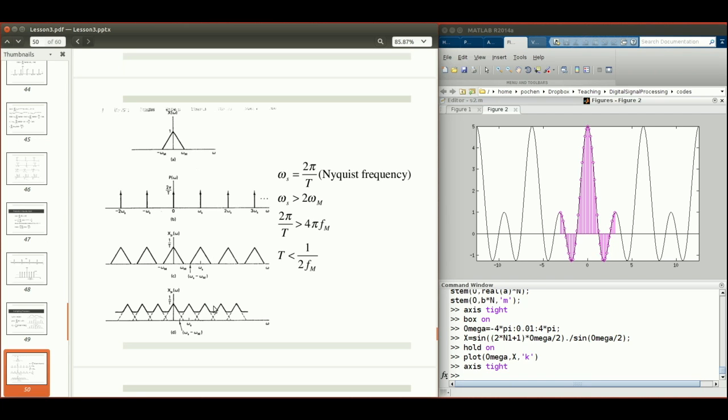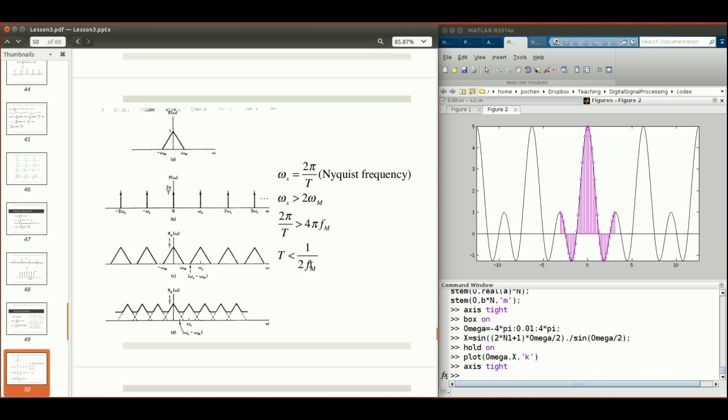So what's the condition to prevent this situation from happening? The condition is actually quite simple. All we need is omega s larger than 2 times omega M. We know omega s is 2 pi divided by big T, and omega M is the angular frequency. If you want to use hertz, the inverse of seconds, you have to divide by 2 pi, so it's 2 times 2 pi fM, and fM is in terms of hertz, not radians. You can rearrange the terms, and what you obtain is big T has to be smaller than 1 over 2 times fM.